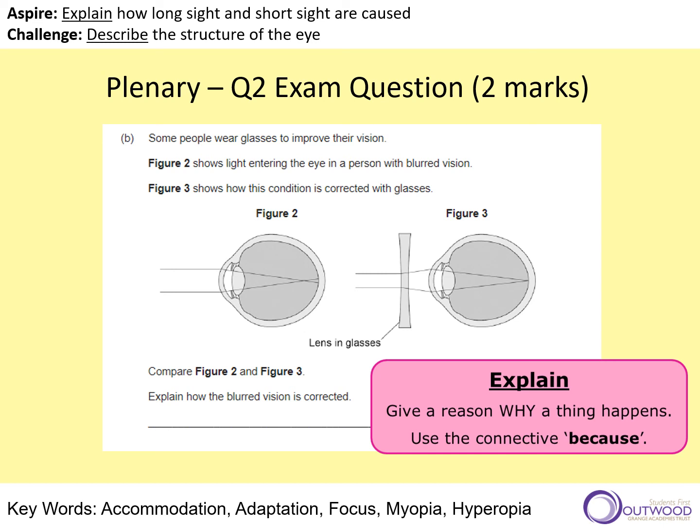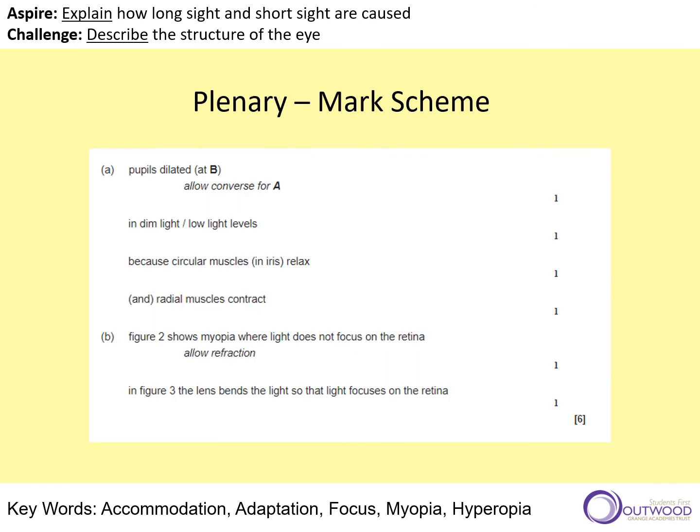Okay, so hopefully you got some answers. So let's have a look at what the examiners wanted. So question 1. What you can see is the pupils have dilated at B. So if you go back to that image, the pupil got bigger, so we say it's become dilated. Why has it become dilated? Because there's low light, or it's in a dark space, or it's dim light, whichever one, it doesn't matter.